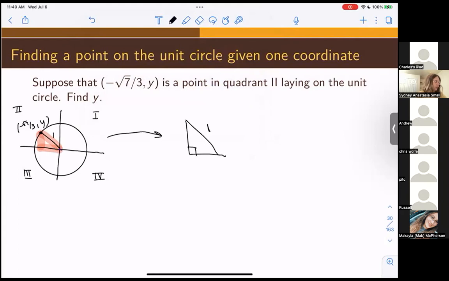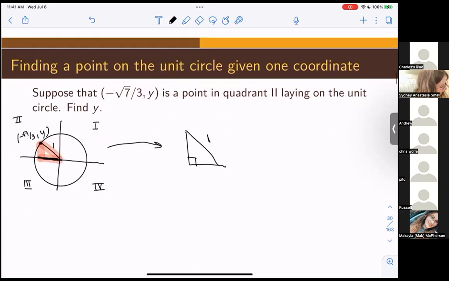So we know that the x distance from the center to where the triangle ends is -√7/3. That means we know the length of this guy down here. We know that the length of that side is √7/3, because that is how far out our x value goes in order to get there. And we want to solve for the vertical distance. We want to solve, in other words, for this side length right here. Let's call it y.